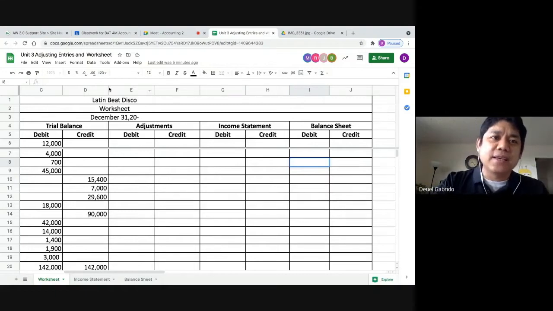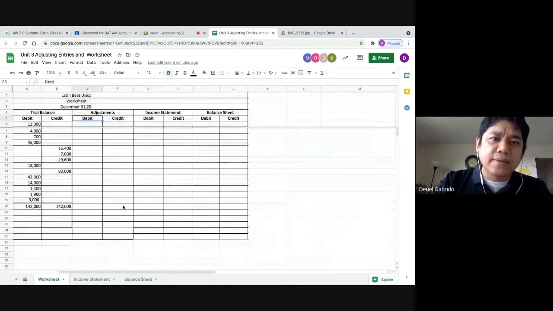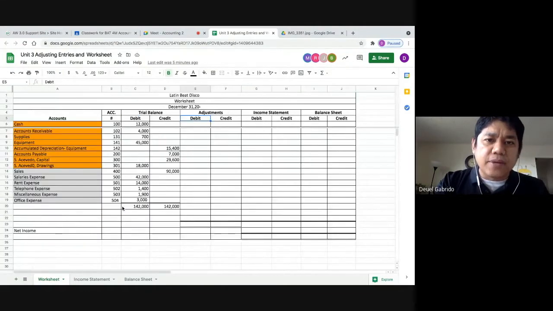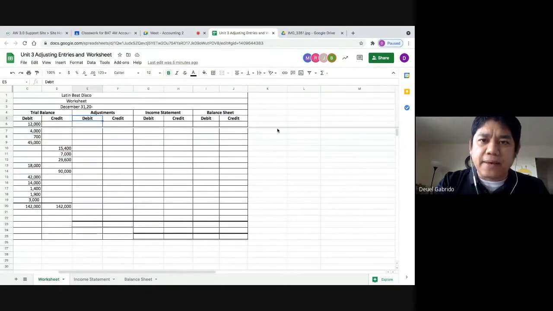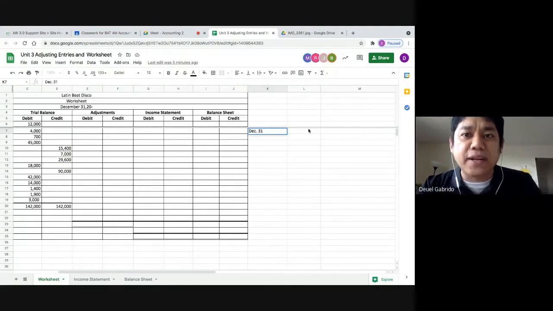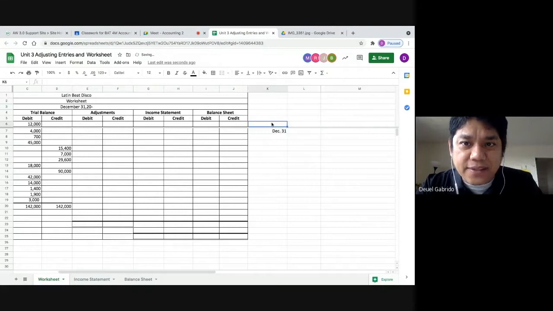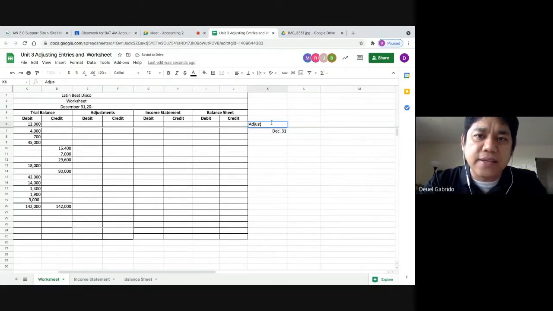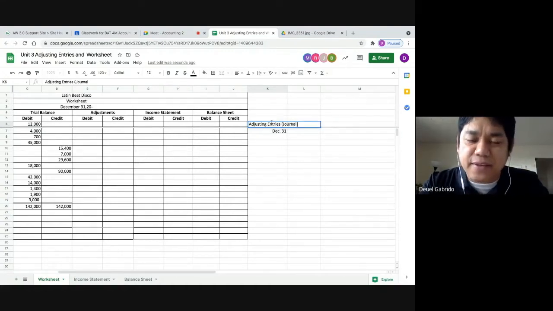Let's probably make it smaller. Let's make it 100. I'll put it here by the side. So on December 31, we should write a journal adjusting entry, which is also a journal entry. We normally do it at the end of the year to make the amount correct.